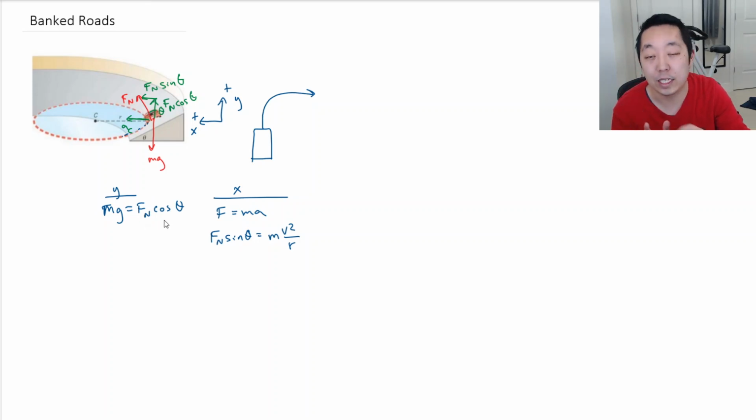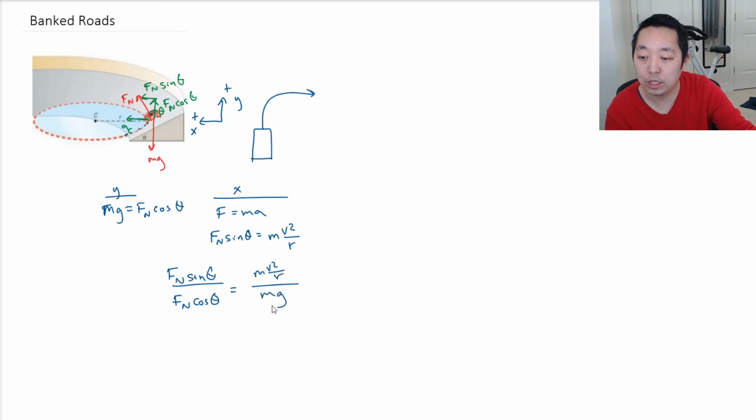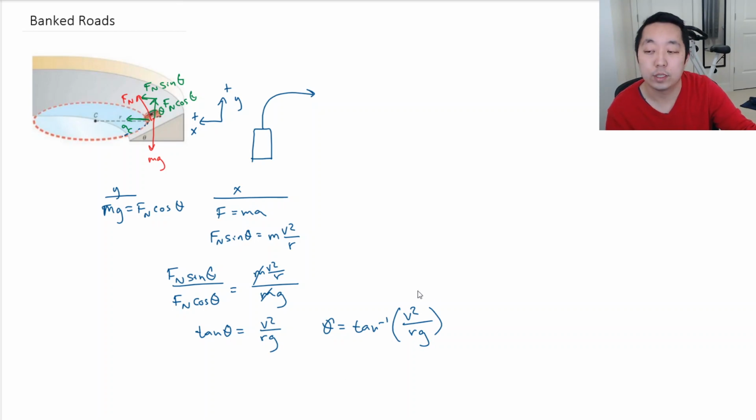Sometimes you're trying to find the ideal banking angle for a certain maximum speed. So if I'm trying to solve for theta, I'm going to divide these two equations to cancel out the normal force. So I'm going to say Fn sine theta over Fn cosine theta is equal to mv squared over r divided by mg. And we did this before, kind of, but this is tangent of theta is equal to v squared over rg. So your ideal banking angle is going to be the inverse tangent, or arc tangent, of v squared over rg. Okay, so that's the ideal banking angle.